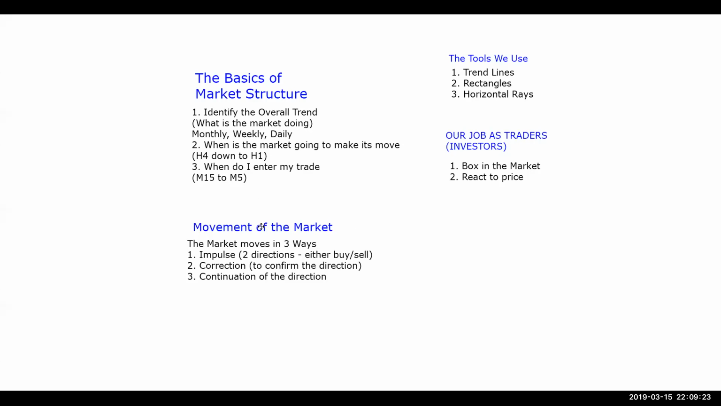The market moves in 3 ways: impulse, correction, and continuation. We'll get more into that. And the basic tools that we need are trend lines, rectangles, and horizontal rays. Our job as traders, we like to call ourselves investors, is to box in the market and react to the price. All right, so let's go back over to the market.